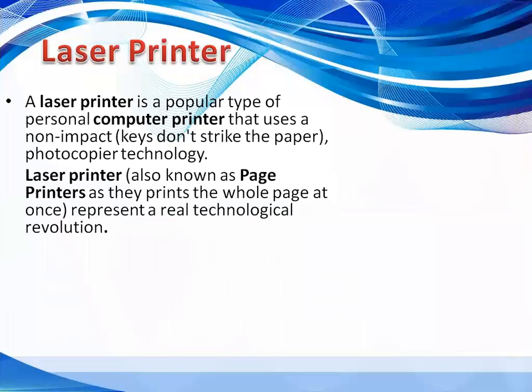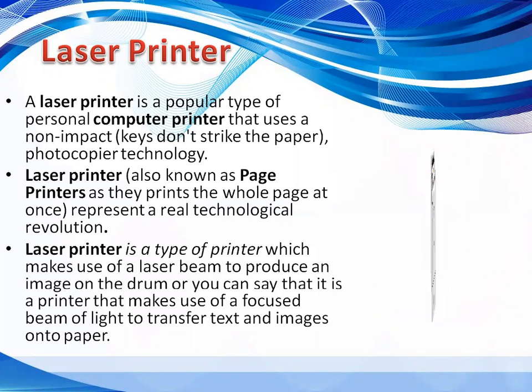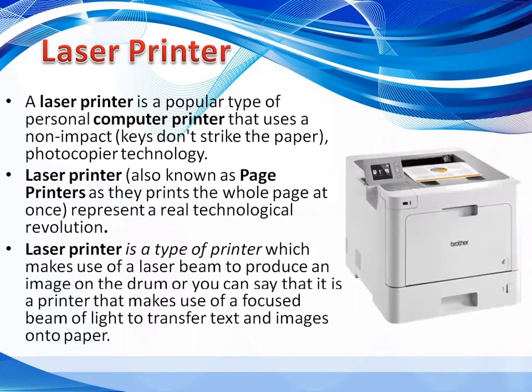The first type of the non-impact printer is laser printer. A laser printer is a popular type of personal computer printer that uses non-impact technology. In this printer, keys don't strike the paper. Photocopier technology is used. A laser printer is a page printer, meaning that it prints an entire page at a time. Their printing technology is very similar to photocopier. They are very fast and silent in operation.